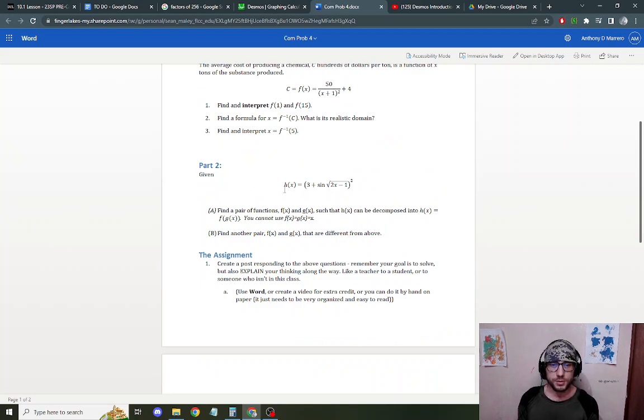And in part 2, we have this function here, crazy looking thing. It's called h of x, and it's got some algebra in there with a sine of a square root. And what we want to do here is decompose or break this thing apart into 2 smaller functions. Now, why do we do this? Basically, we're just trying to show how things are related.